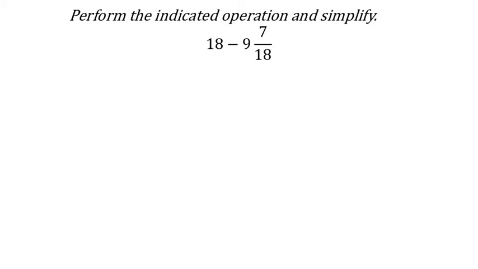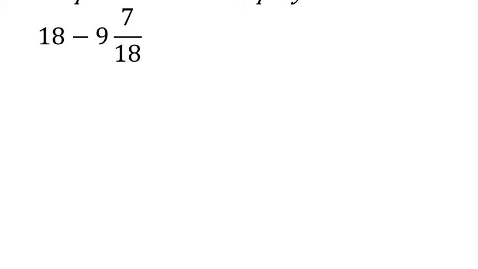So perform the indicated operation and simplify. Yeah, we got 18 minus 9 and 7/18. That could be pretty rough. No worries though. So I'm going to use cycle method to change this 9 and 7/18 into an improper fraction.